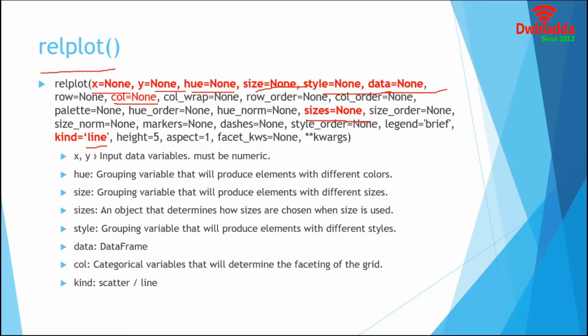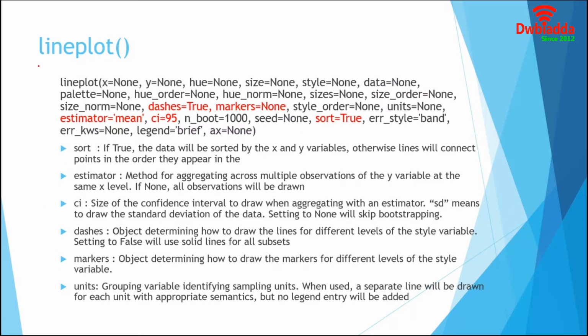If we set line to the kind argument, we can even use the parameters of lineplot. In this section we will go through the basic parameters of lineplot. We already know most of the parameters like hue, size, style from relplot. The first parameter we want to explain is this sort parameter. If we set it to true, the data will be sorted by x and y first, then generate the plot. Otherwise, the lines will connect points in the order they appear in.